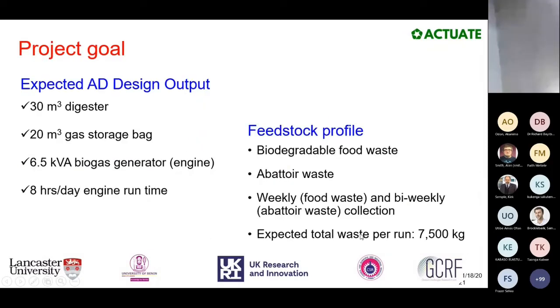So the goal of our project is to build a 30 cubic meter digester, which we have already built. It consists of two digesters, which are 15 cubic meters each, making a total of 30 cubic meters, and we have a 20 cubic meter gas storage bag. We also have a 6.5 kVA biogas generator, which we are going to use to generate electricity from the biogas produced. And the biogas generator guarantees us as much as 8 hours per day of uninterrupted electricity.